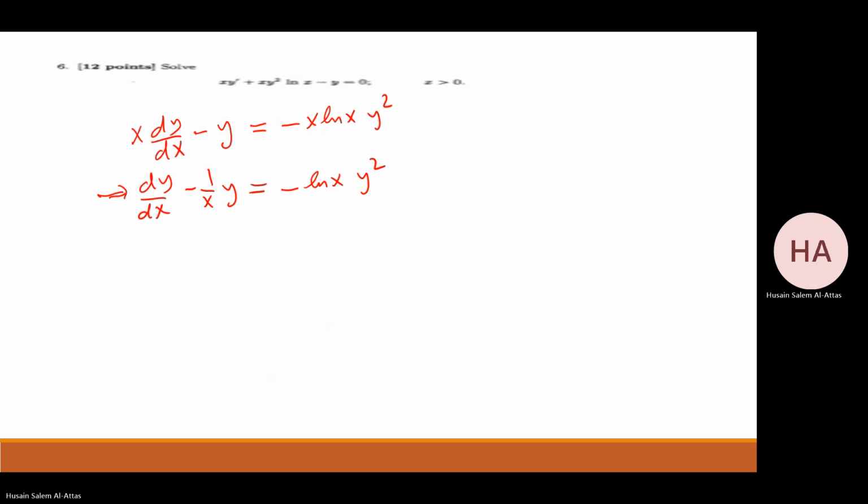Okay, let me rewrite it. x dy over dx minus y equals minus x ln x y squared. Yeah, so that will make it very clear, Bernoulli. So dy over dx minus 1 over x y equals minus ln x y squared. So it's Bernoulli with n equal 2.